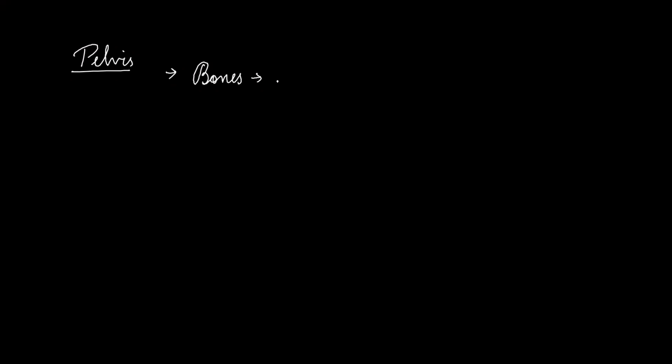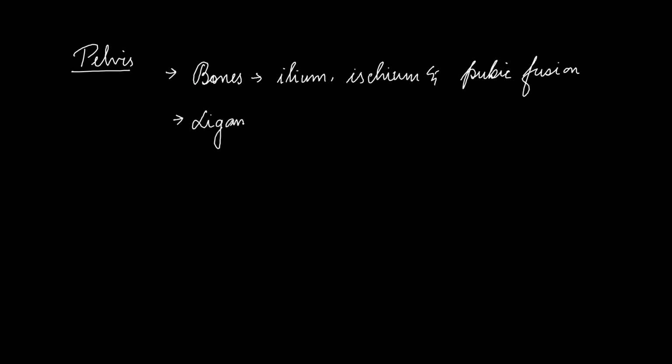What are the bones which are there in the pelvis? They are ilium, ischium, and the pubic fusion. Secondly, we have ligaments. Ligaments will be dealt with when we are talking about the condition.